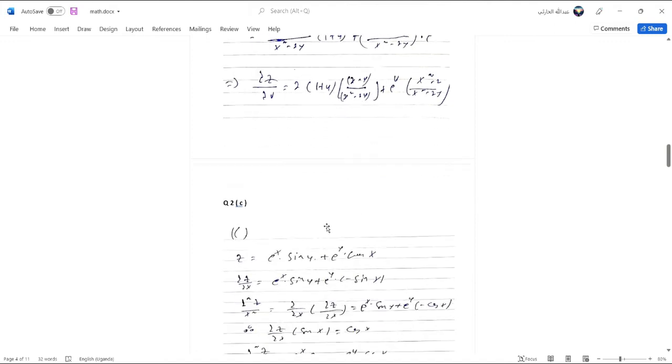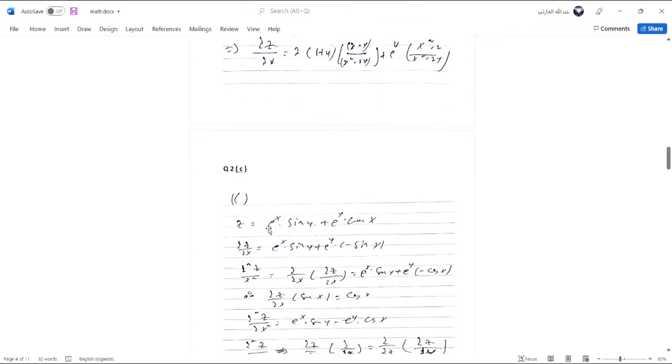So in part 3, or C, we have to find the function z equals x e raised to x sine y plus e raised to y cosine x.